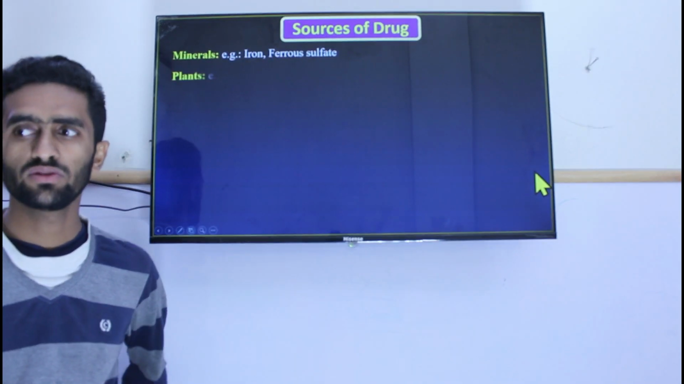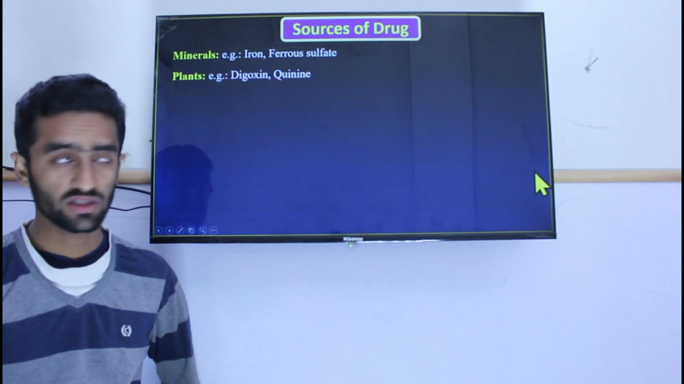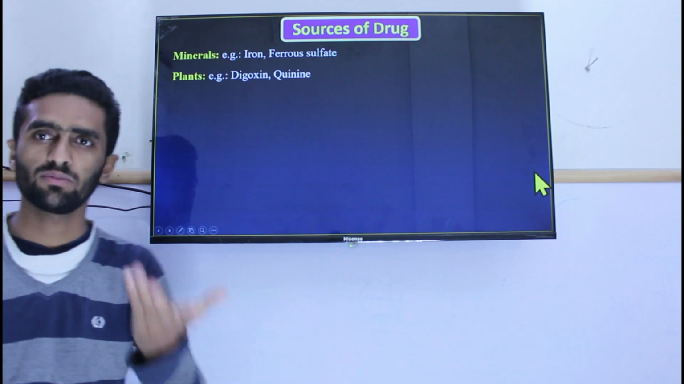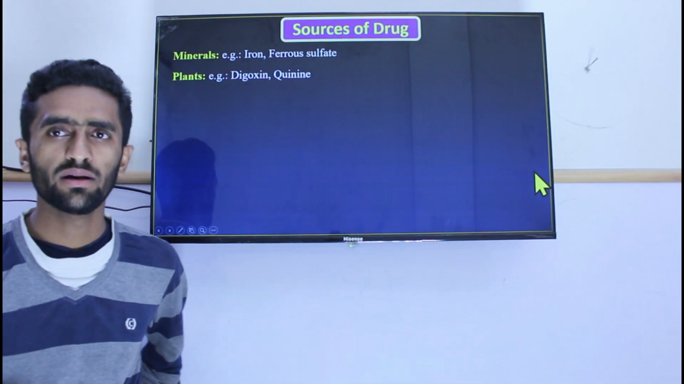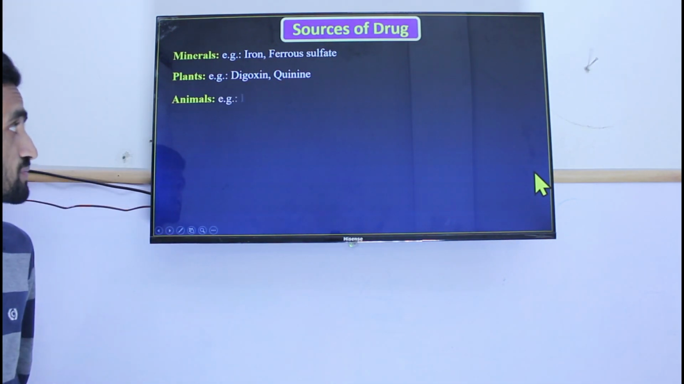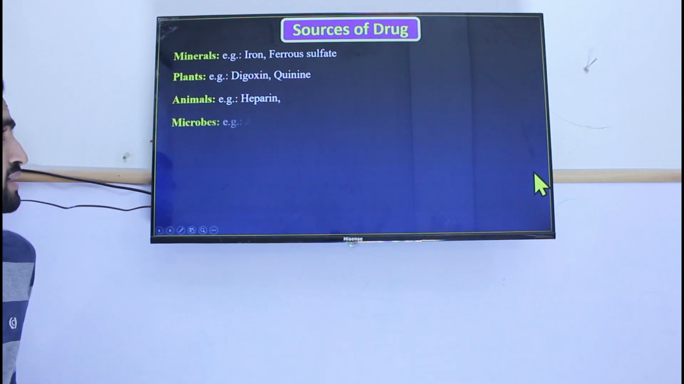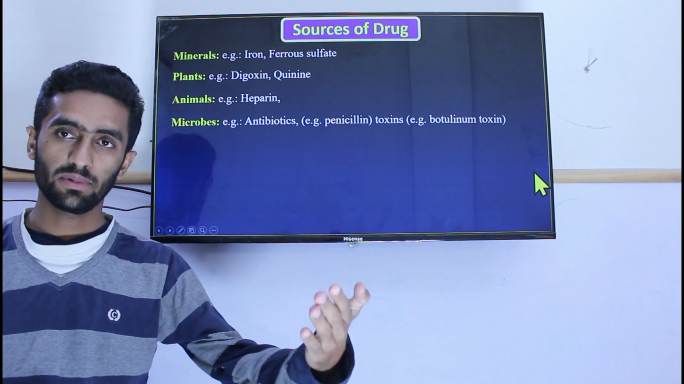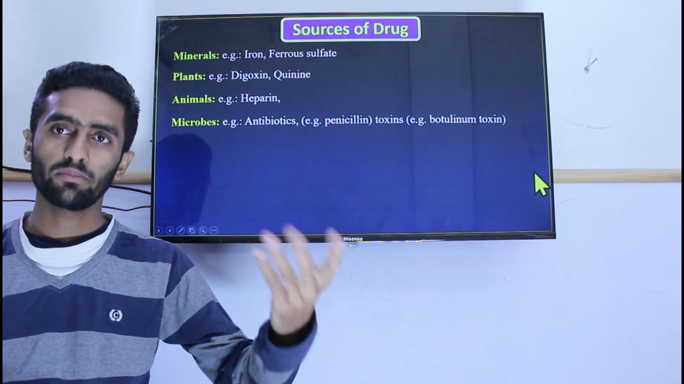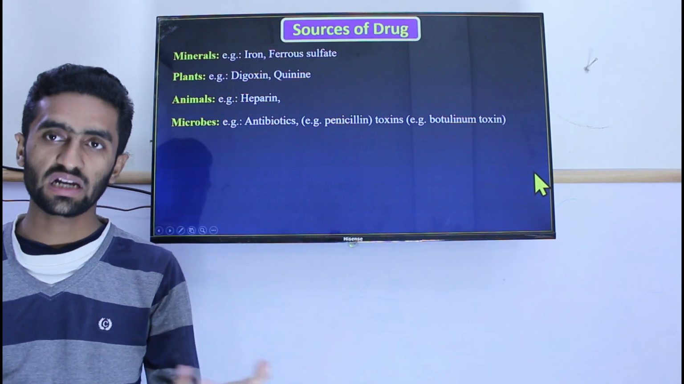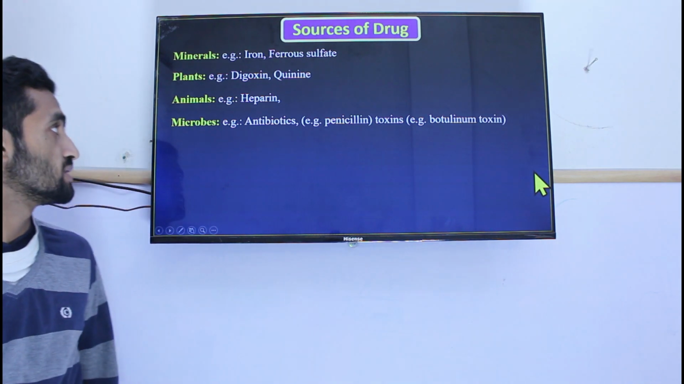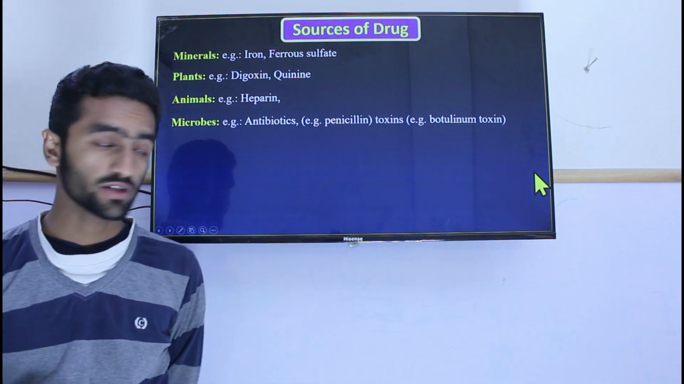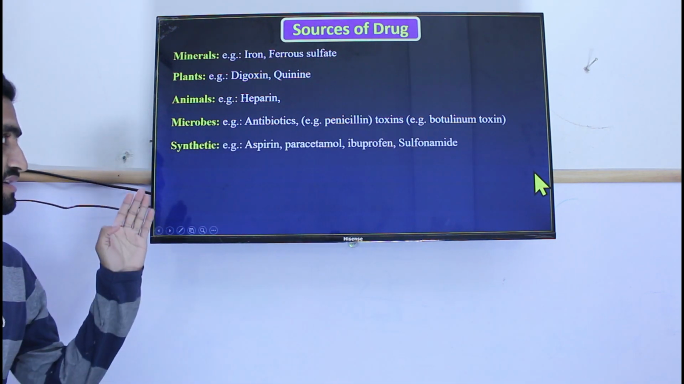All these are examples of your mineral sources. Plants like digoxin, quinine. Digoxin, for example, is used for cardiac failure. Animal sources, heparin, and microbes. All the antibiotics which are against microbes are also taken from some other microbe. So these are the sources, and the toxin like botulinum toxin, and your synthetic drugs.